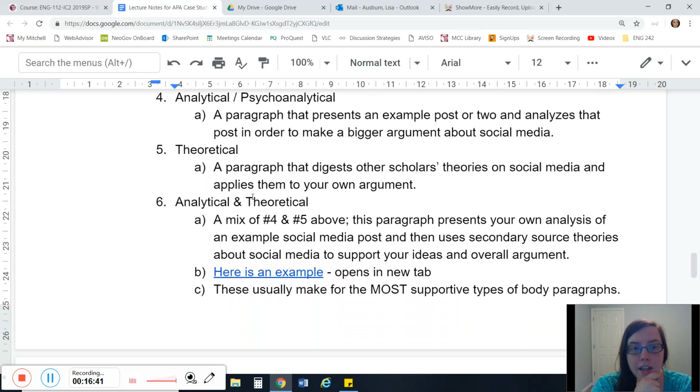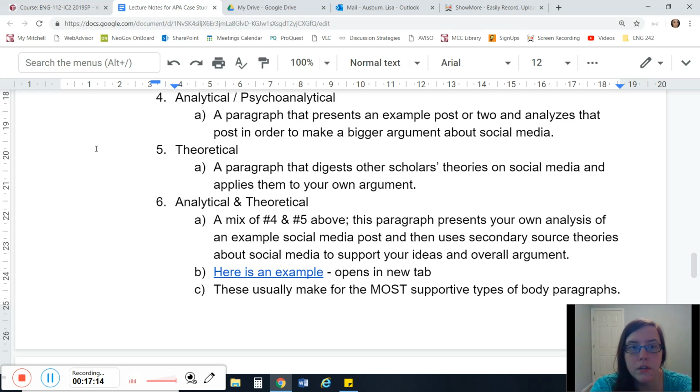The rest of 4, 5, and 6 that you see here, the rest of these types of paragraphs are really, I think, what should make up the majority of your paper. So the 3 we've just talked about, informative, concession, and opposing argument, depending on your paper, your topic, and how you're spinning your argument, you might have 1 or 2 paragraphs from that. But then the rest of your paper ideally will be analytical, theoretical, or a mixture of both.